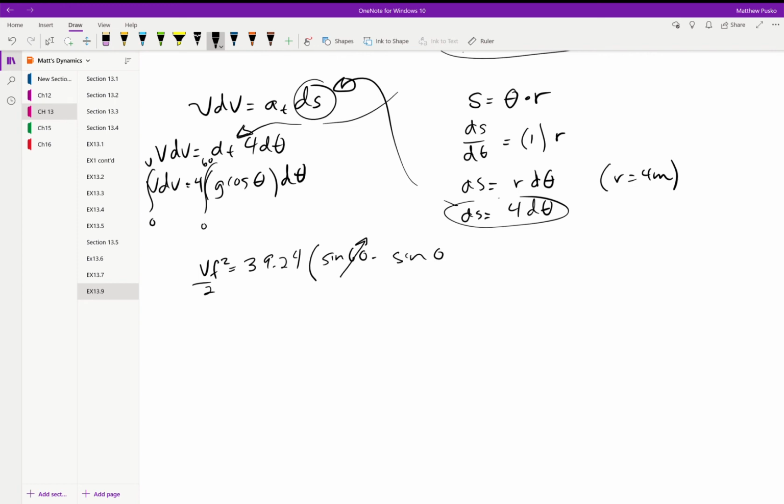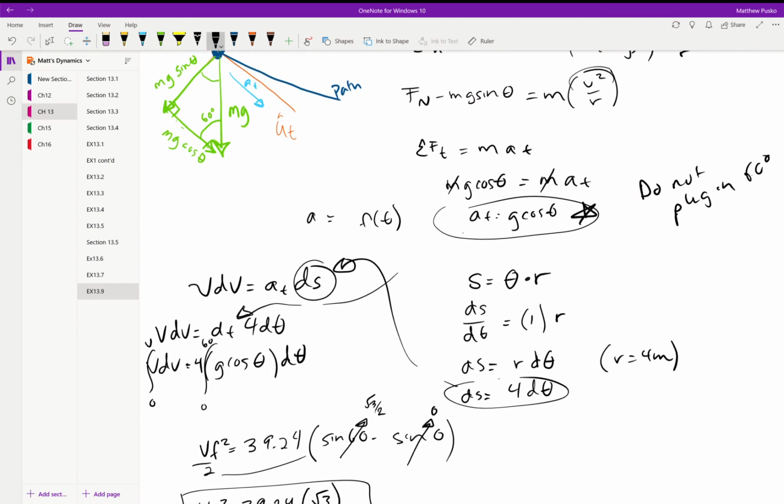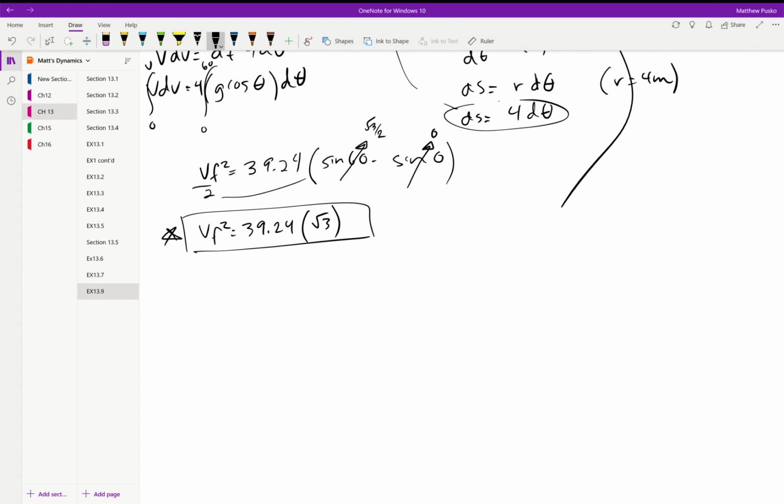The sine of 60 is square root of 3 over 2. The sine of 0, or the y value at 0 degrees, is 0. So, moving the 2 to the other side gets rid of this 2, and I get Vf squared is equal to 39.24 times the square root of 3. So it's a radical, and let's keep it in Vf squared because we can enter Vf squared into that formula right there. So I'm going to copy this down.